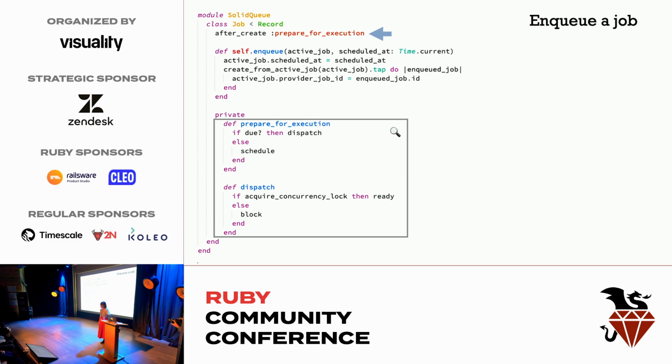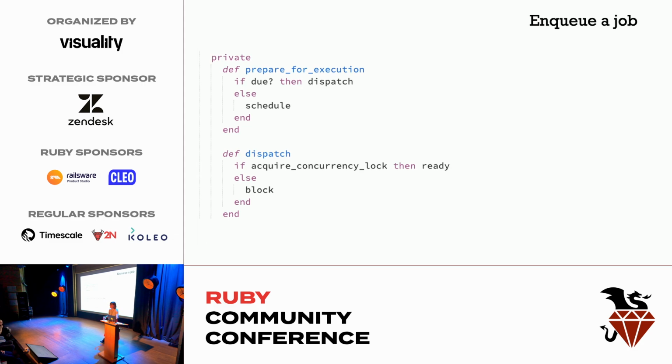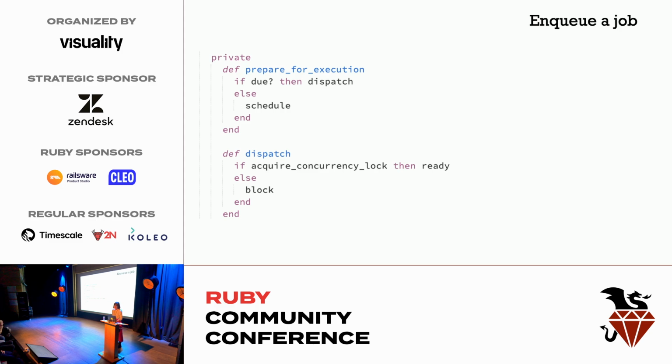In the prepare for execution method, we check if the job is due now, because when you enqueue a job, you can say wait until or wait whatever, to enqueue it in the future. So we check if it's due, we will dispatch it, and if it's not due, we will schedule it to run in the future. And how does that schedule look like? It's just this. That is your super common Rails code. And then if it was due, we will call dispatch. Let's see how dispatch looks like.